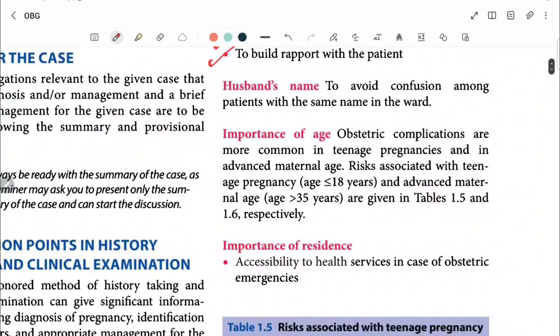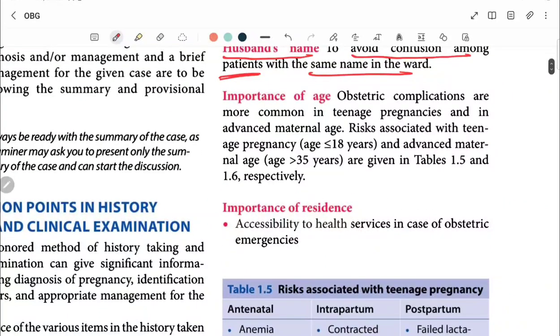Now why do you ask for the husband's name? To avoid confusion among patients with the same name in the ward. Usually there will be many patients with the same name in the ward. In order to avoid confusion, you also ask for the husband's name. Now what is the importance of age? Very important.